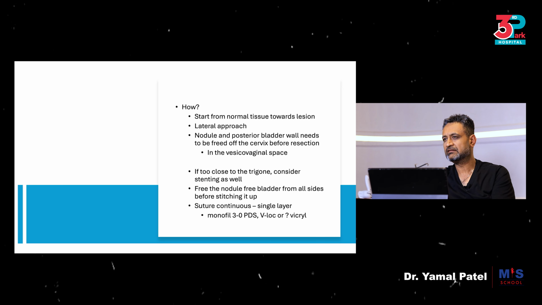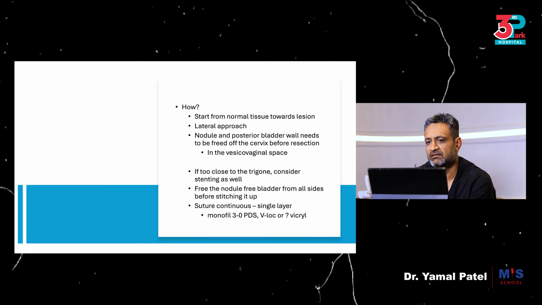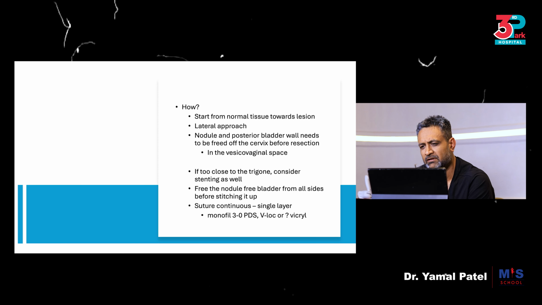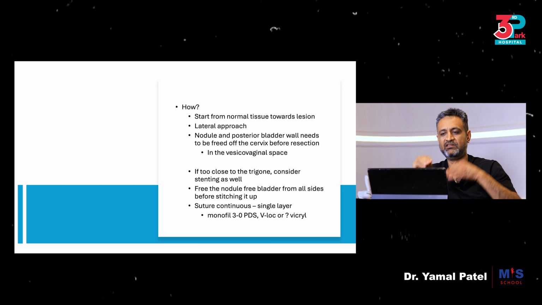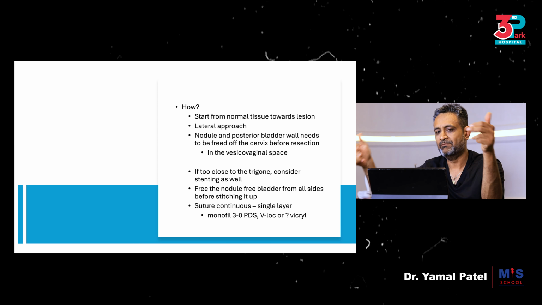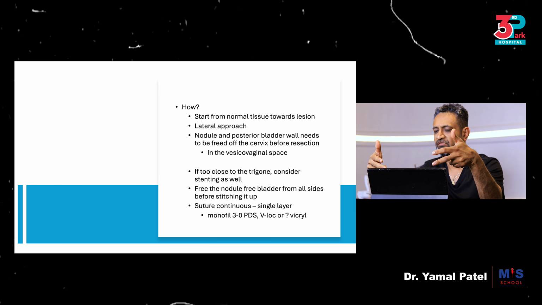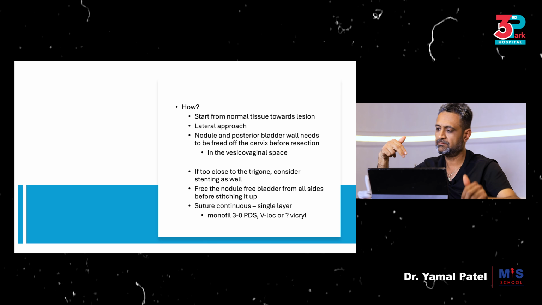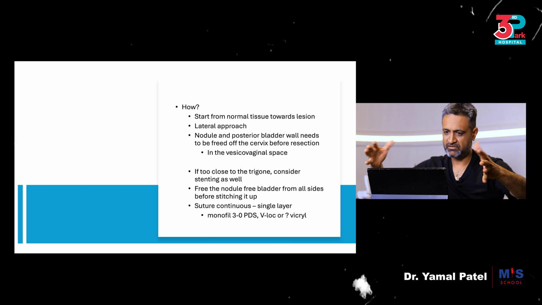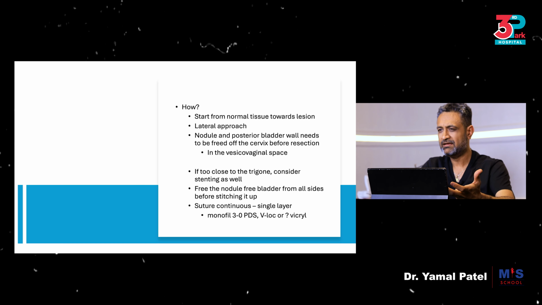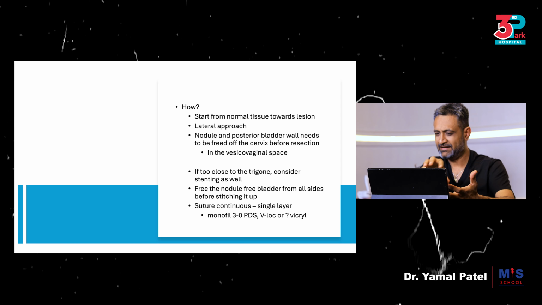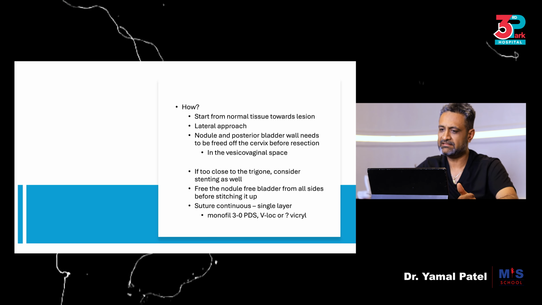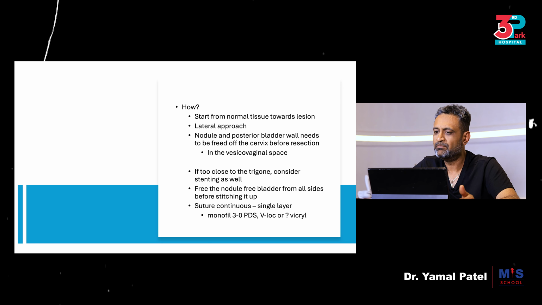How would you start tackling bladder endo? You would start from normal tissue again towards the lesion. Don't attack the lesion directly. The best approach would be a lateral approach. Free it from the round ligament all the way. Free the peritoneum, go below, free the bladder. Don't attack the nodule that might be in the center. The nodule and the posterior bladder wall needs to be freed of the cervix last before resection.